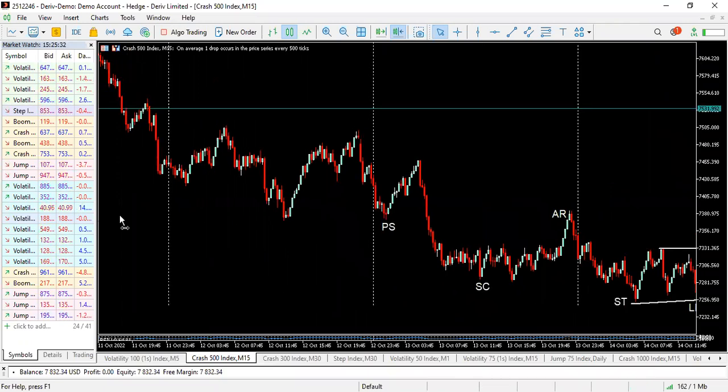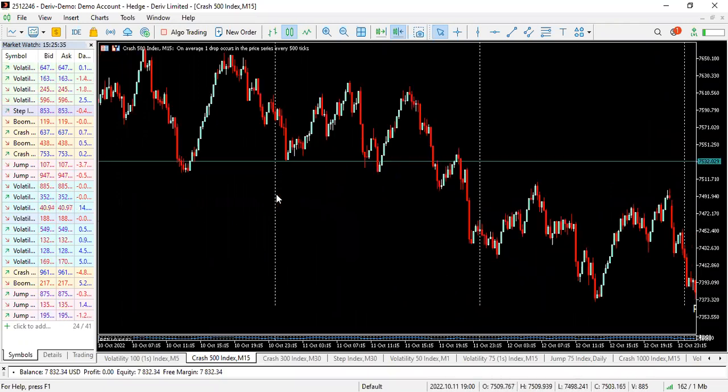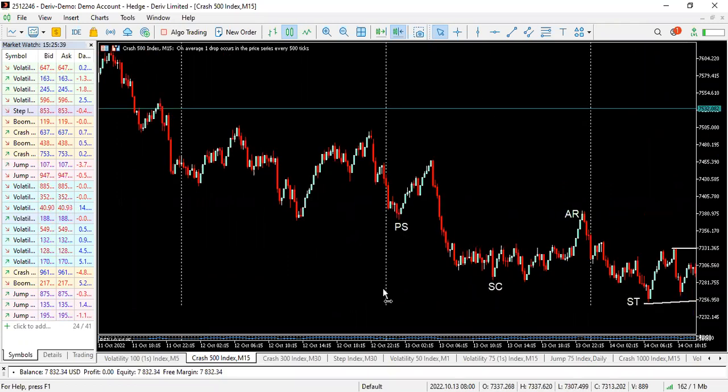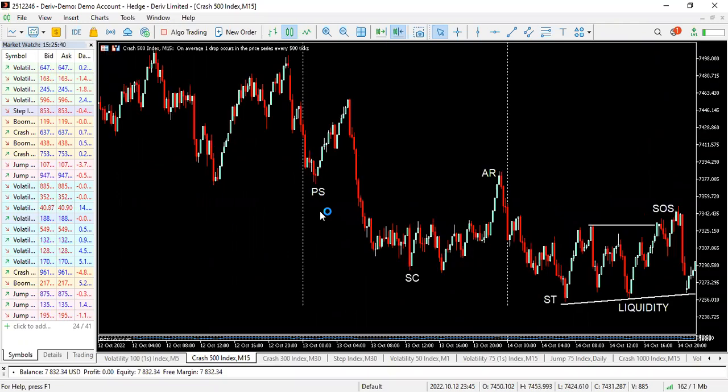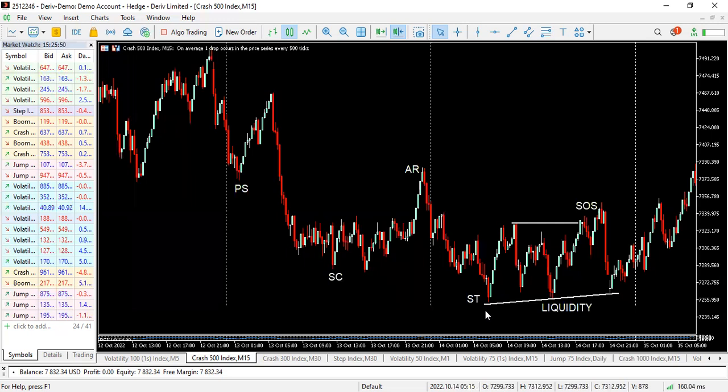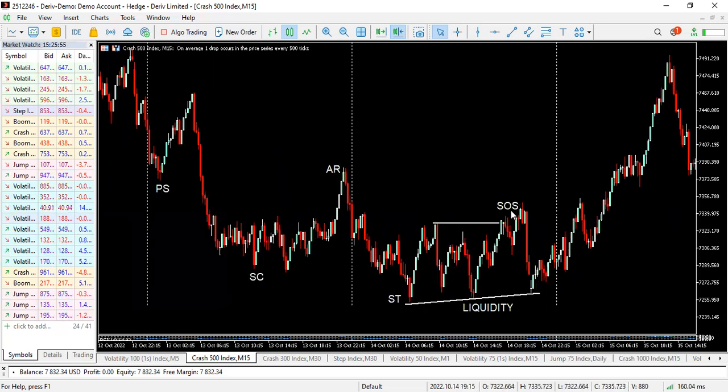Okay, we've been having a downward trend. The market has been coming down, coming down, coming down. All of a sudden, the market started slowing down. Then I have my PS here, preliminary support. Then my selling climax, automatic rally, secondary test, and there's a buildup of liquidity here, and this sign of strength, SOS, sign of strength.